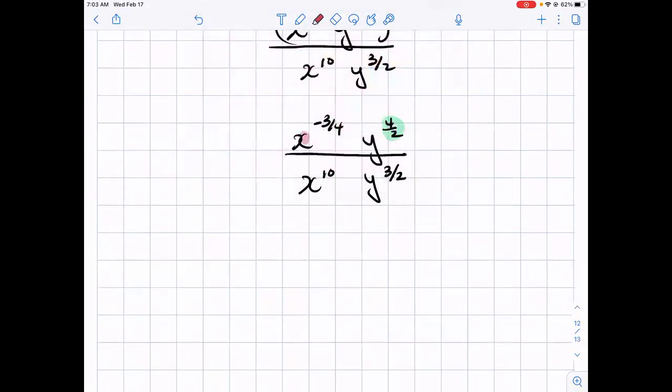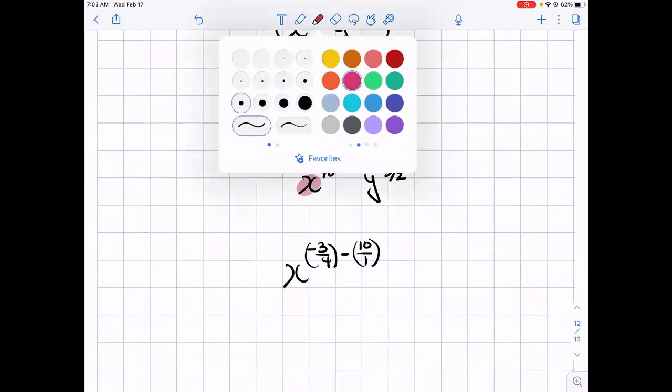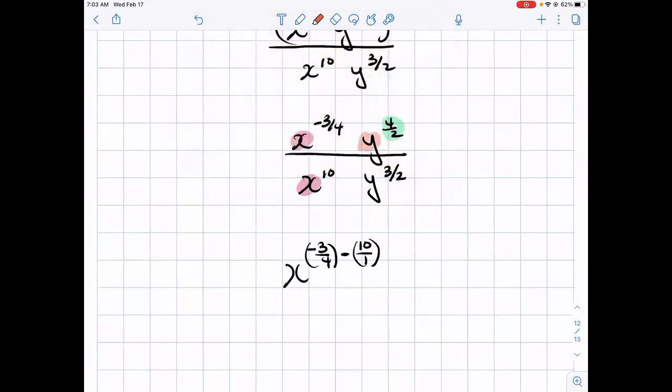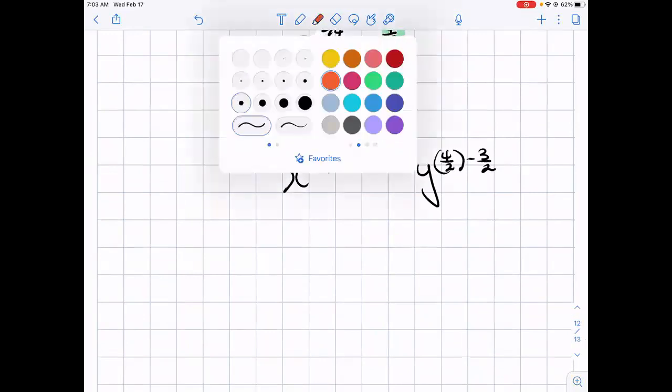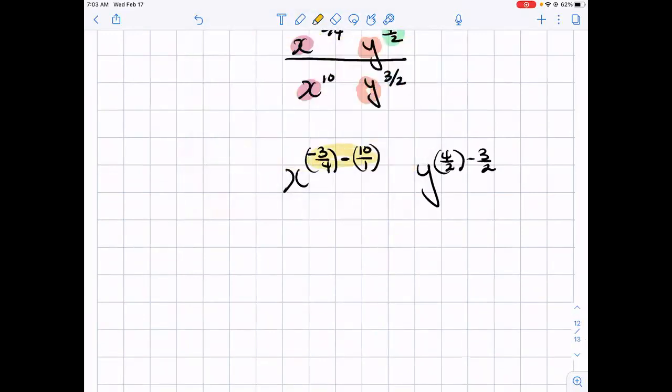Now notice that this base is the same as this base. So when we're dividing, we subtract. So -3/4 power minus 10 over 1 power. And also note that this base is the same as that base. So this becomes y to the 4/2 minus 3/2. Now what we have to do is combine these two fractions, both x and y's.